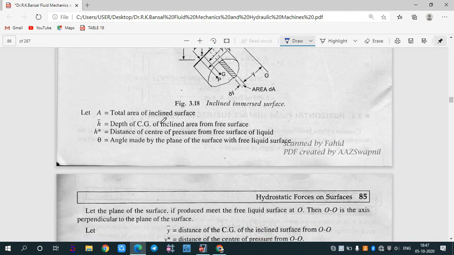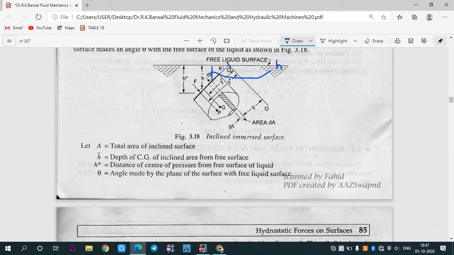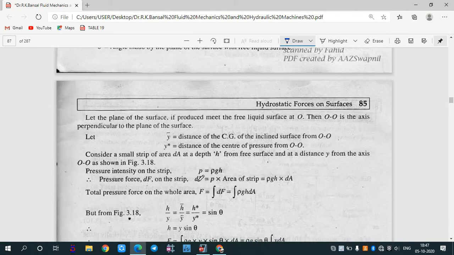So these are all the mentioned factors which I have already explained to you. We will start with the derivation part. As you know, the pressure formula is what? P = rho g h. After that, we are considering it for a small strip, so dF.